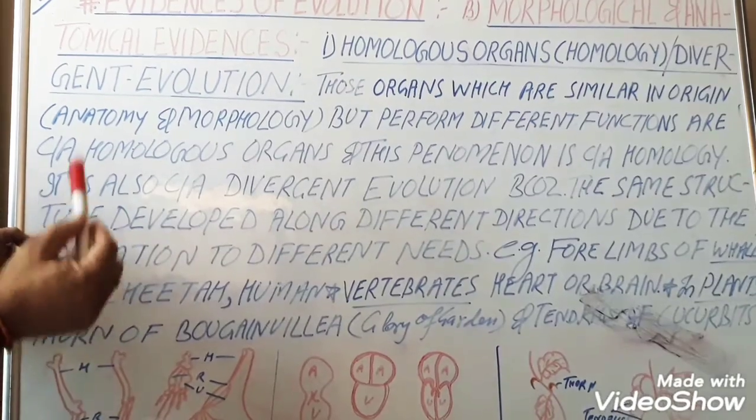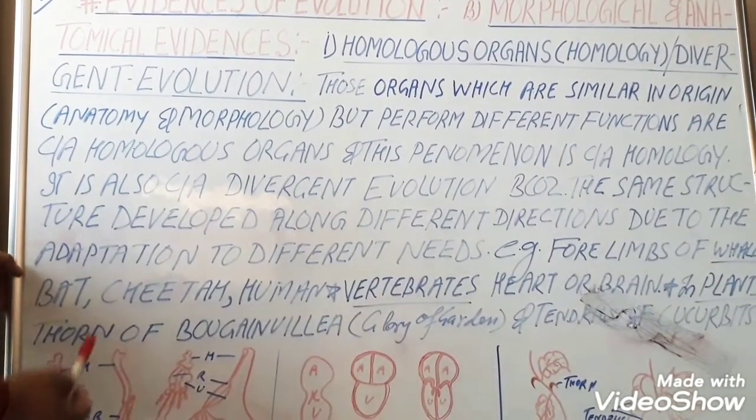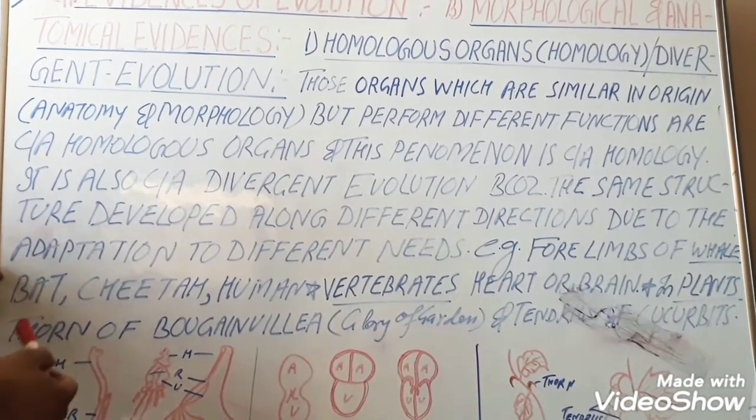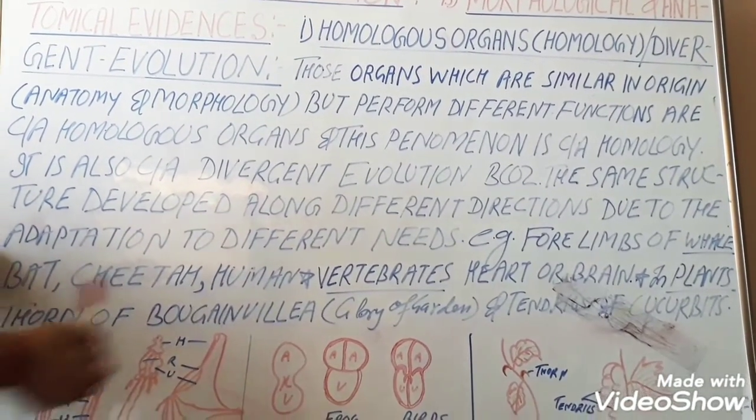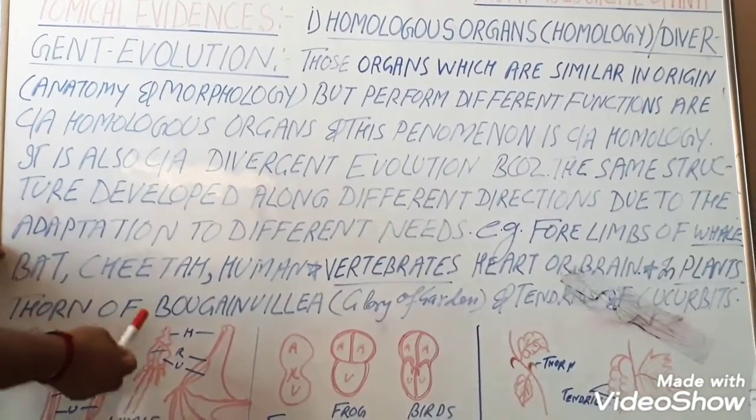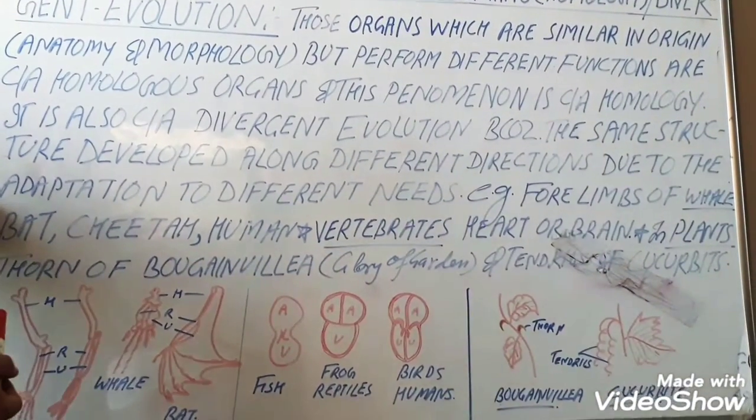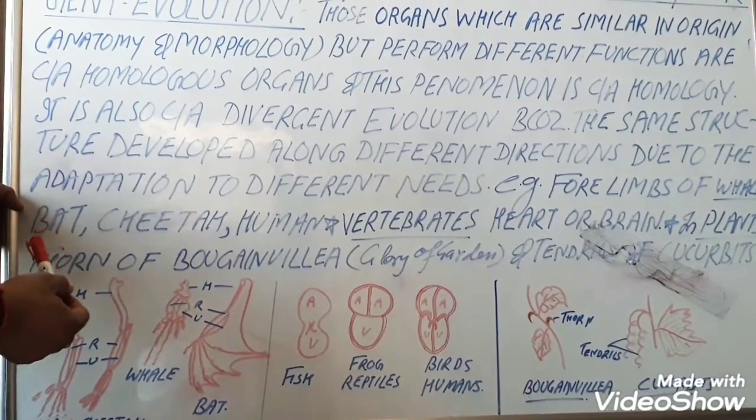to different needs. For example, forelimbs of whale, bat, cheetah and humans, as well as the vertebrate heart or brain, and in plants, the thorn of bougainvillea, that is glory garden, and tendrils of cucurbits. Now go through all these examples in detail.